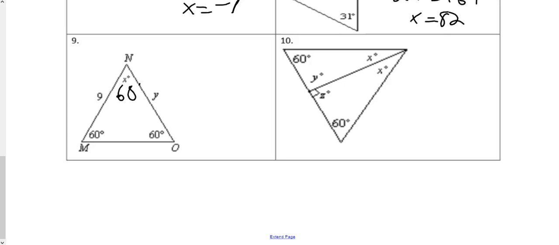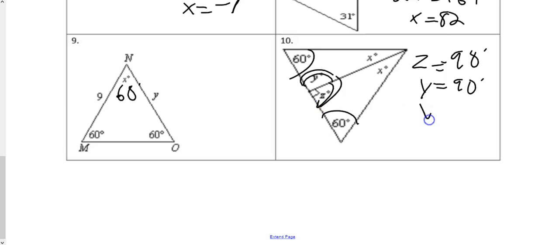All right, well it looks like Z is 90. That looks like a 90-degree mark. And Y, being alongside of it, a linear pair, is also 90 degrees. And since these are both 60, and these are both 90, then X, obviously, since they're both X, we just take 90 plus 60, and we get 150. Now we subtract 150 from 180, we get 30.